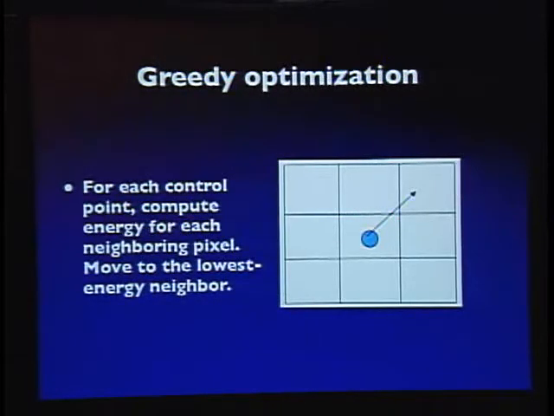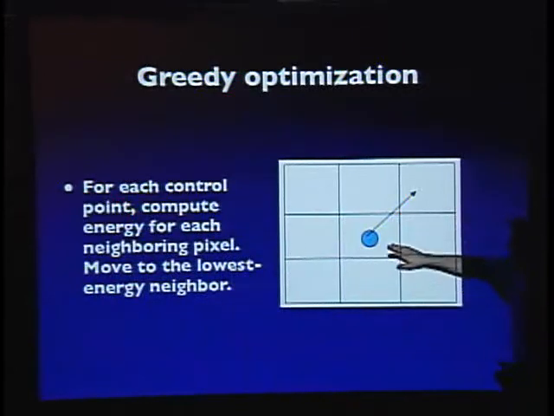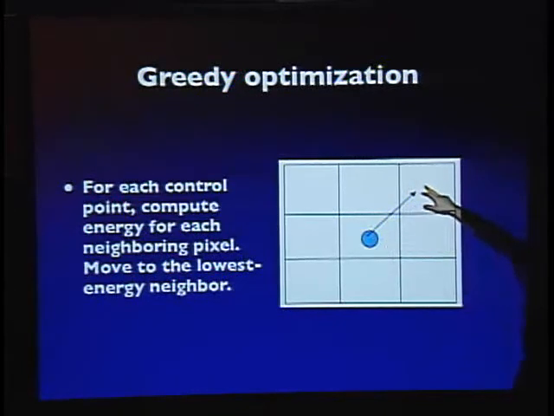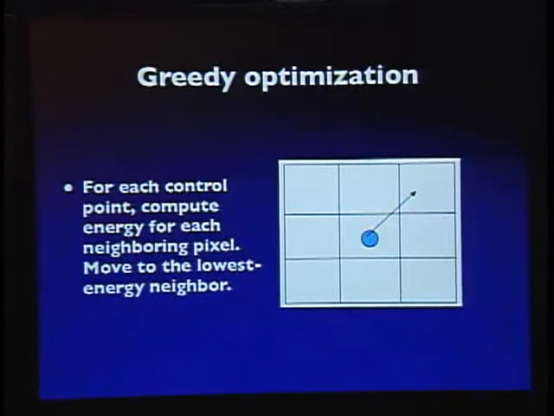And then in greedy optimization, it's not necessarily a different thing from gradient descent. But for each control point, basically what you do is you calculate the energy at where you are and then at each pixel that surrounds you. And greedily, which is to say you don't think of the big picture, you just think about what I should do locally at this moment in time, you then move the point to the pixel that has the lowest energy around you. And if your current position is lower than all the energy around you, then you stay put. So it's greedy optimization.